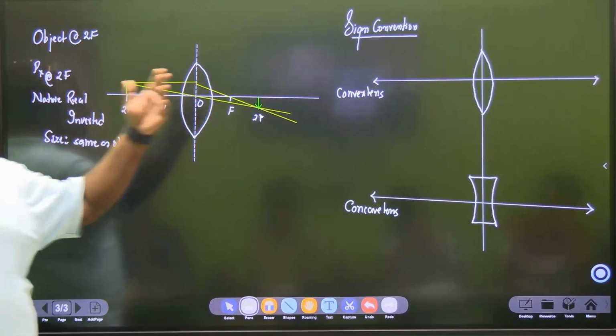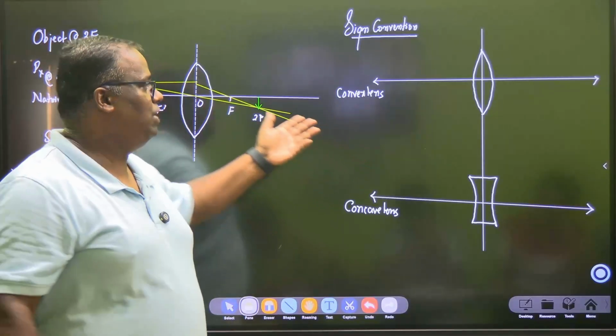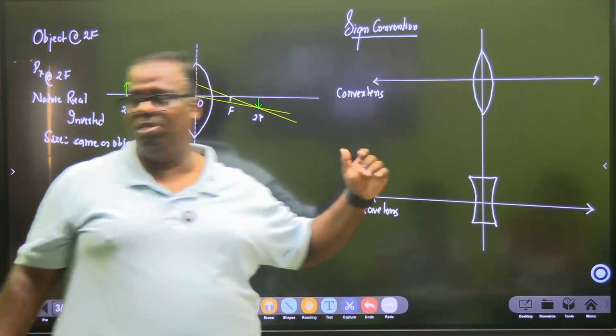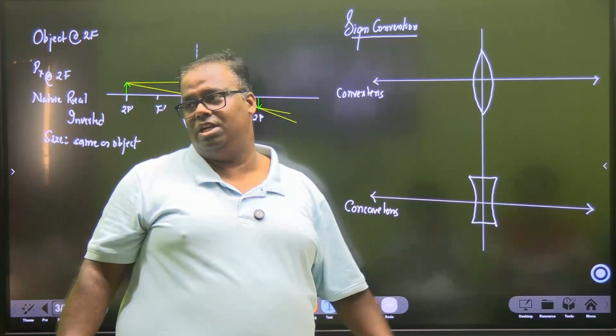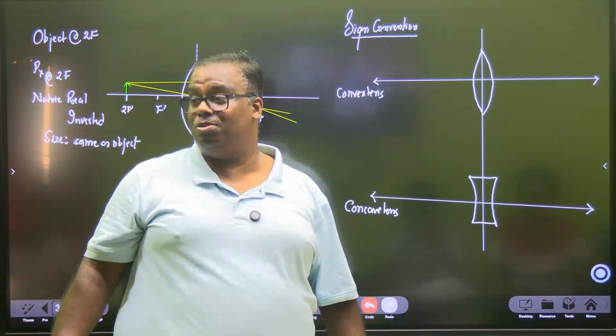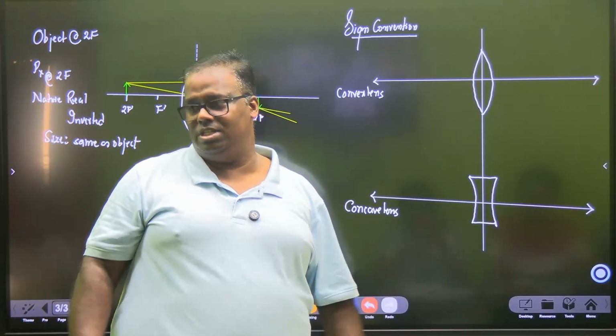Sir, can I not place it on the right hand side? You can. But the convention is we place it on the left hand side. And remember one small rule: all measurements along the direction of incident ray are positive.